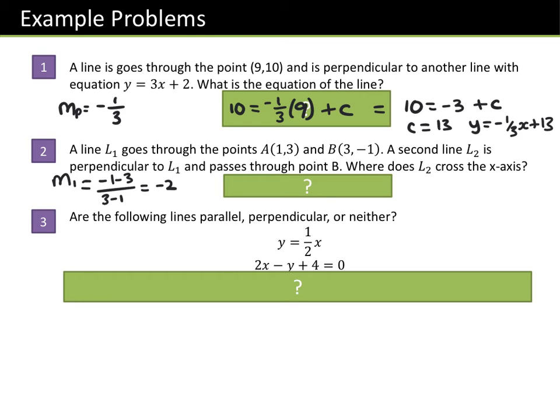A second line, L2, is perpendicular to L1. So my gradient of line 2 is going to be a half. It passes through the point B, so it passes through the point (3, -1). So it's back to what we did at the beginning of the chapter. We have a gradient, we have a point, we now need to work out the equation of the straight line, which is going to be y equals 1/2 x plus c. We substitute in our values: -1 equals 1/2 lots of 3 plus c. So -1 minus 3 over 2, so c equals -5 over 2.